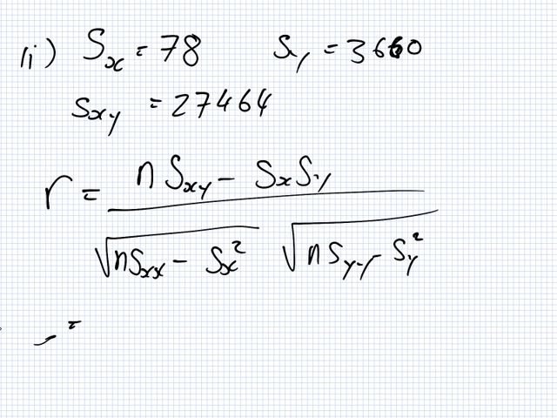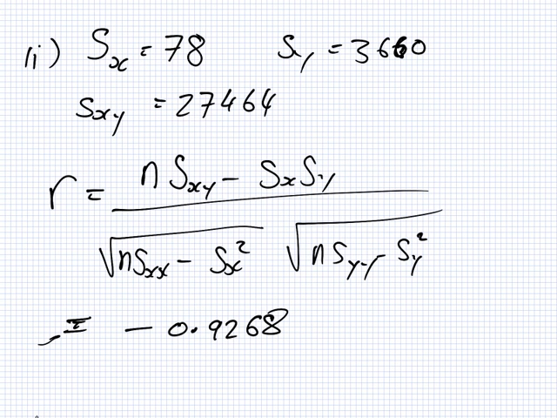Minus SX, which is 78 squared, and then the next one, 10 times SYY, which is 1345176, minus SY, which is 3660 squared. What did you get? Minus 0.9268. Yes, we'll say that here. That is good for 4 marks.